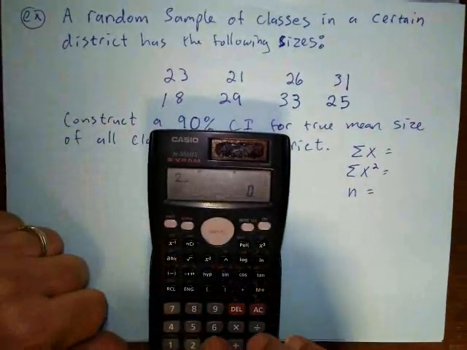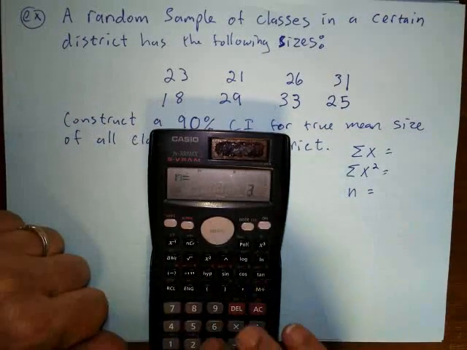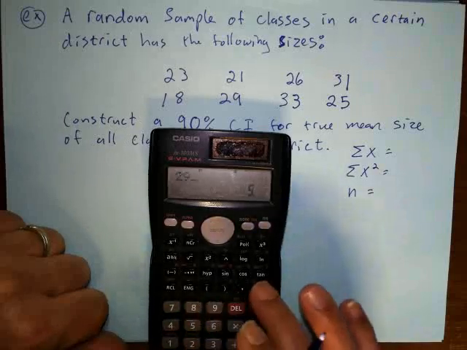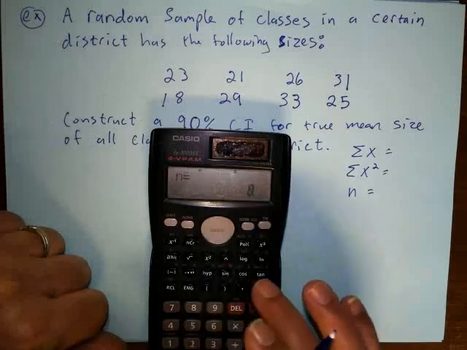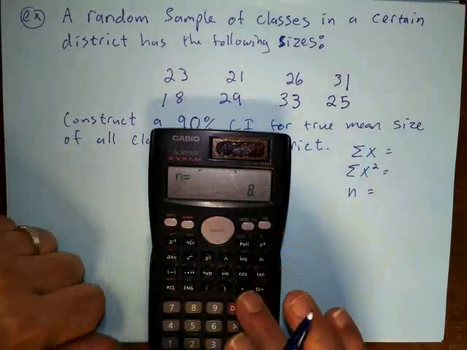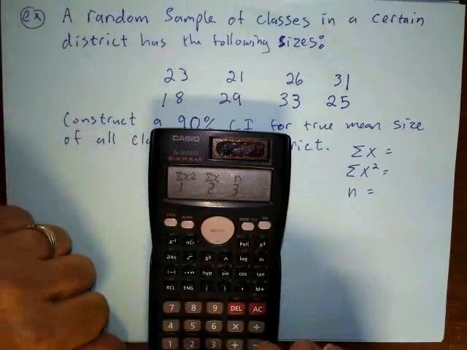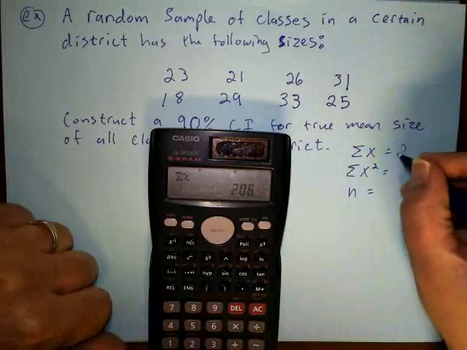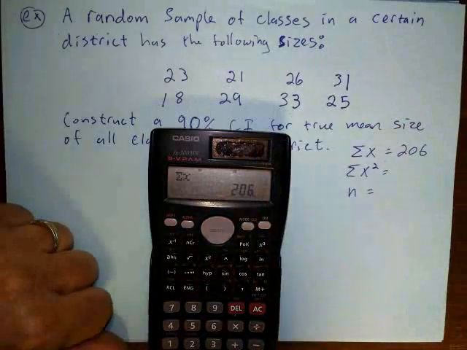Now I'm going to put in these class sizes. So 23, 21, 26, 31, 18, 29, 33, and 25. For this calculator, I type it in and hit M+. It puts all the data in the memory, and then I hit Shift 1, and I get these choices. So if I hit 2, that's the sum of x, 206. That's just adding up the class sizes.